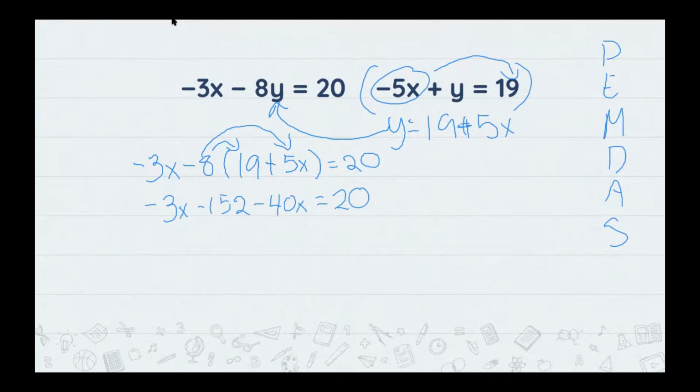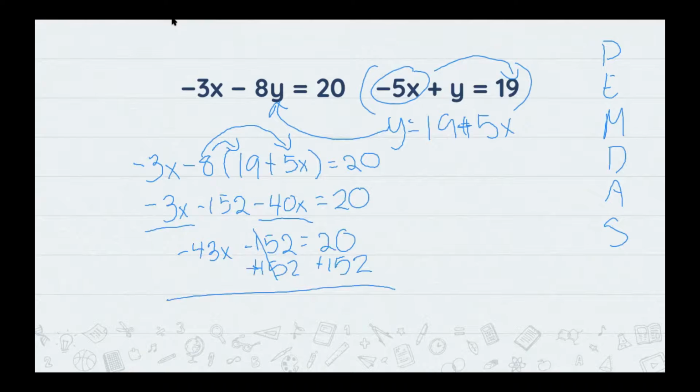And now we have a simpler equation in which we have to group our like terms. In this case, it is our negative 40x and our negative 3x. We combine them, and it will turn into a negative 43x, and we drop everything down as well. And now we would have to add 152 on both sides, and it will get rid of this 152 and drop negative 43x, and 152 plus 20 will equal 172.